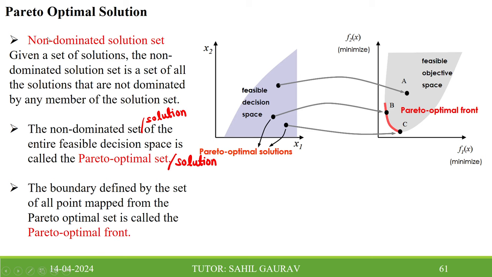So one way is the Pareto optimal solution, that is the non-dominated solution set. Given a set of solutions, the non-dominated solution set is the set of all the solutions that are not dominated by any other solution in the set. And the non-dominated set of solutions of the entire feasible decision space is called the Pareto optimal set or solution, and the boundary defined by the set of all points mapped from the Pareto optimal set is called the Pareto optimal front. So this is the Pareto optimal front, and these are the Pareto optimal solutions. These are the non-dominated solution set. So this is very important: Pareto optimal solution sets are called non-dominated solution sets.